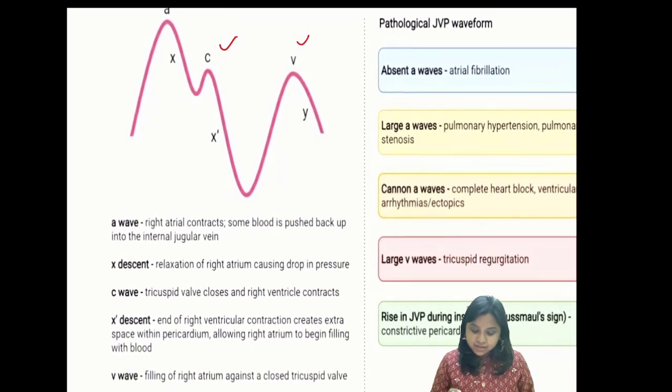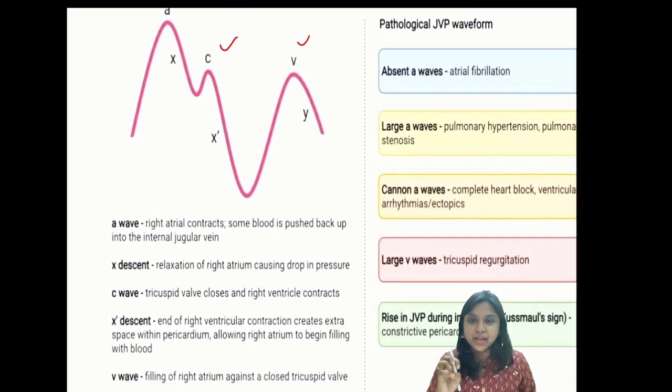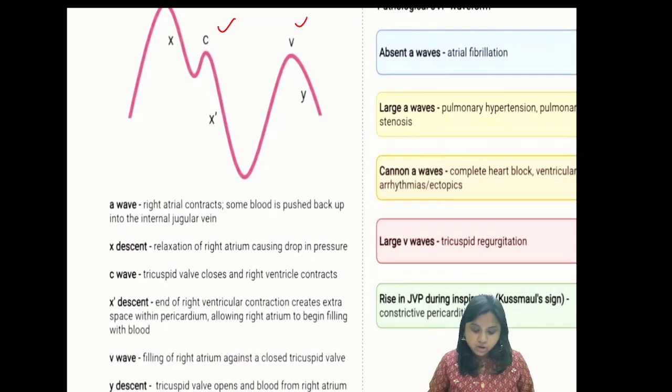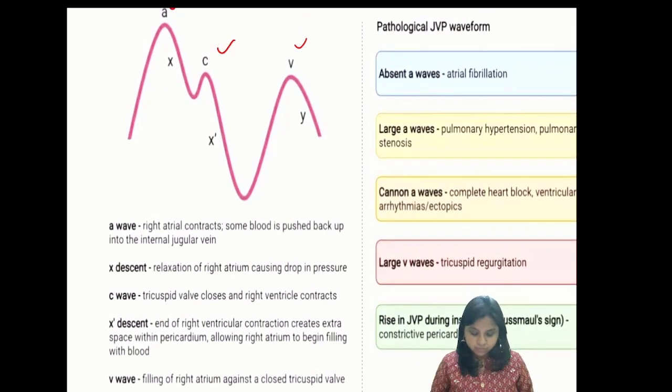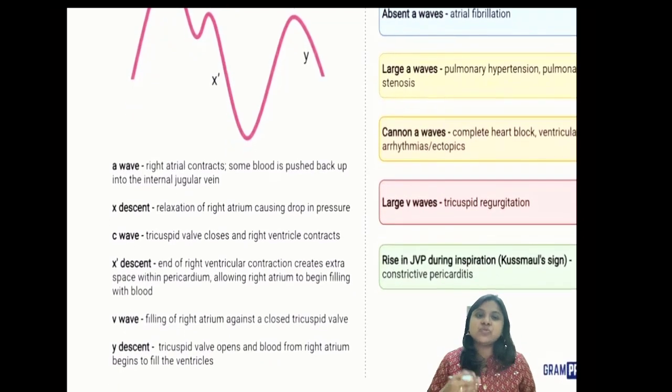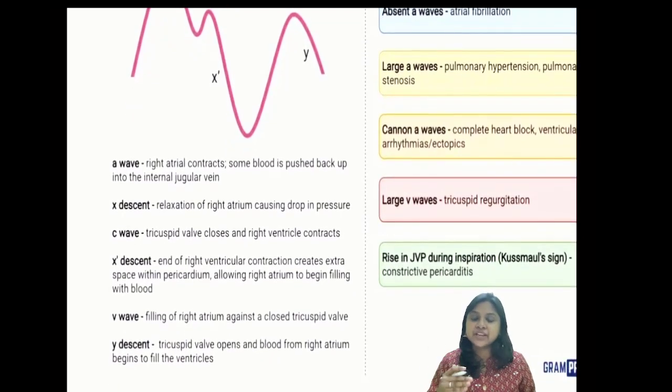What is the X descent? The right atrium relaxes, so the pressure again falls, and you get a negative deflection. C wave is because of the closure of the tricuspid valve as the right ventricle contracts. Whereas V wave is filling. The tricuspid valve is closed and there is filling of the right atrium against the closed tricuspid valve. Whereas the Y descent, finally the tricuspid valve opens and the blood from the right atrium comes to the right ventricle.